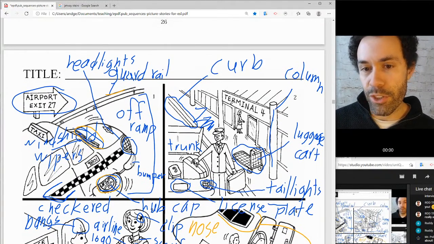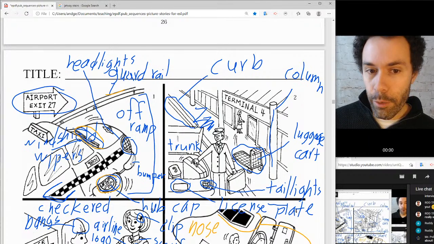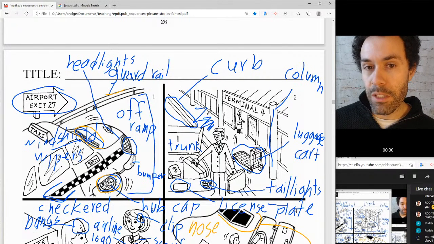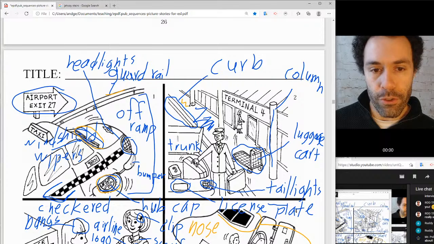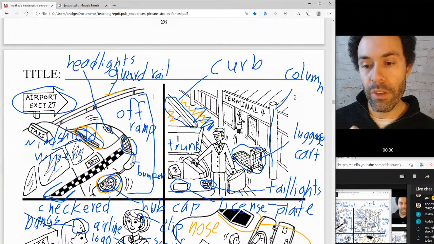Next, in the second picture, we have a curb. So again, a curb is in between your sidewalk. So here's your sidewalk again. And then you have your street down here. Again, your curb is in between. Okay?